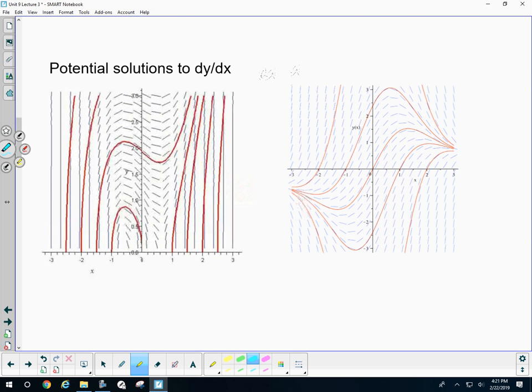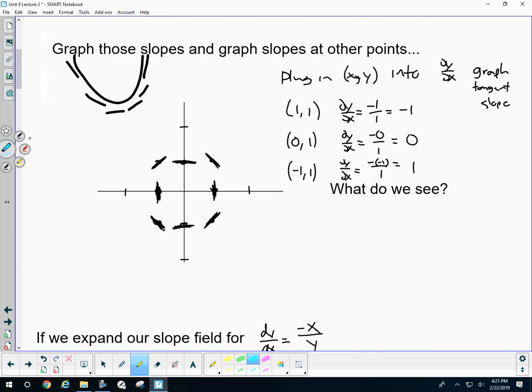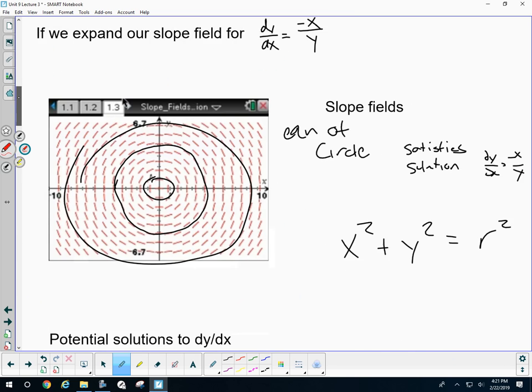And some different types of questions you'll be asked for slope fields are first creating one. So I would go ahead and make sure you practice the AP free response problems where you need to create one like this. So make sure you know how to create one.